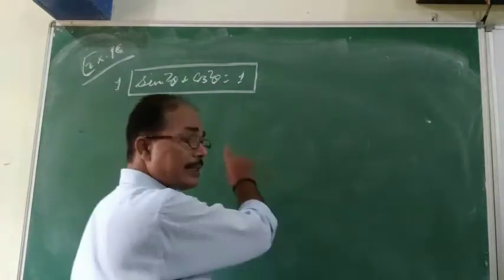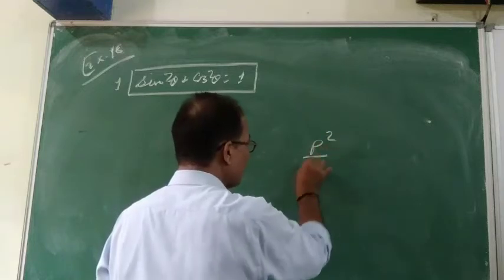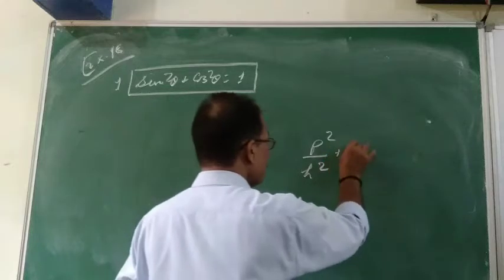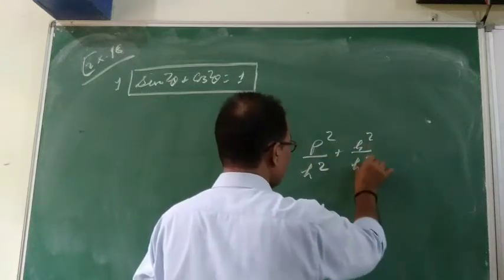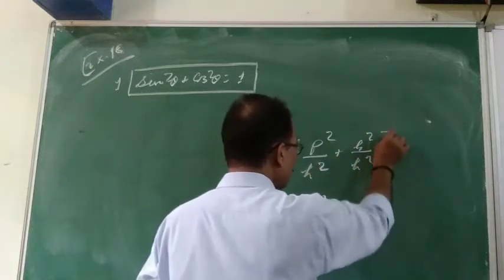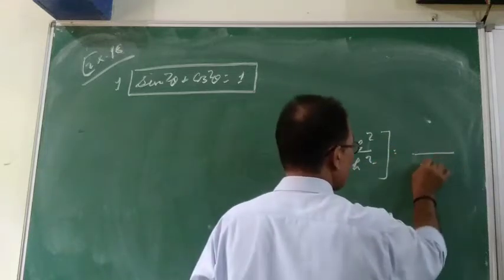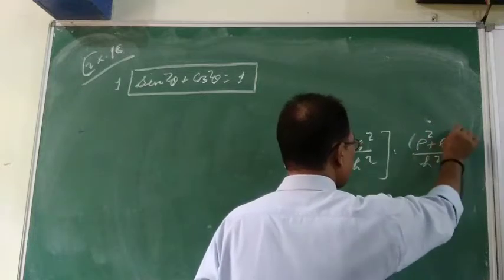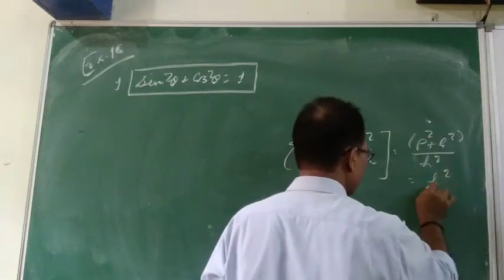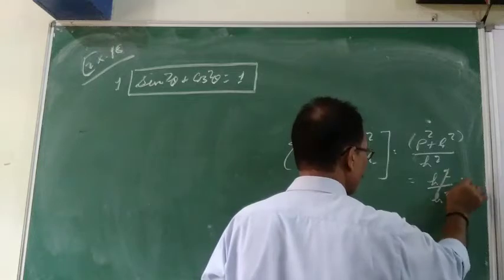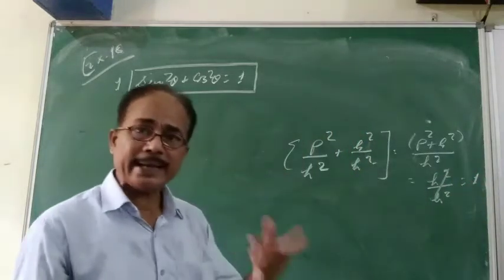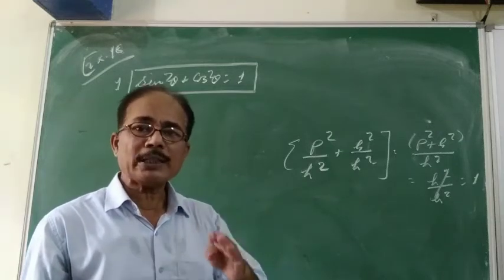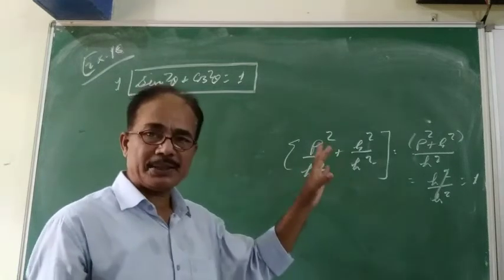So look here how this is equal to 1. P square by h square is the value of sine square, plus cos square, b square by h square. Simplify it and use the Pythagoras theorem: h square equals p square plus b square. So p square plus b square divided by h square is equal to 1. Number 1 thing. Second, in the identities, you will not use p, b, h anywhere.